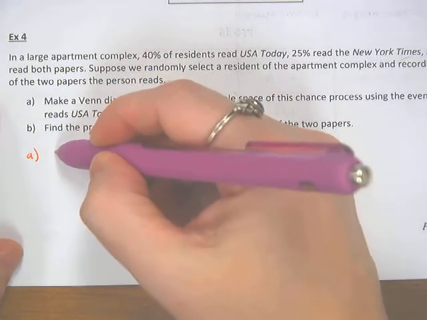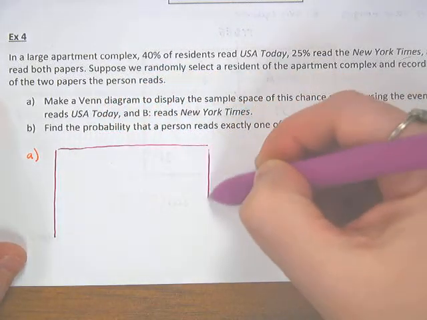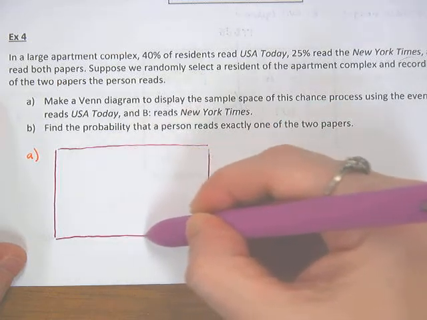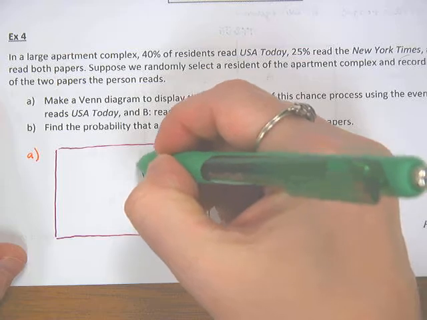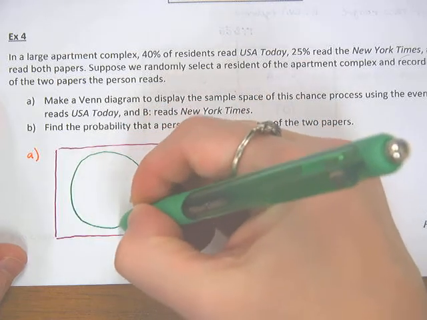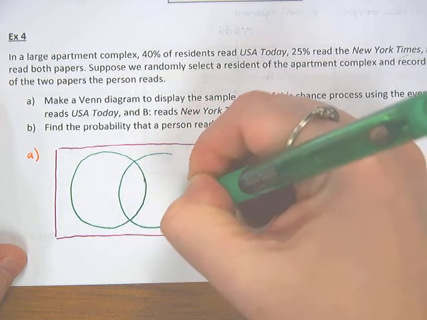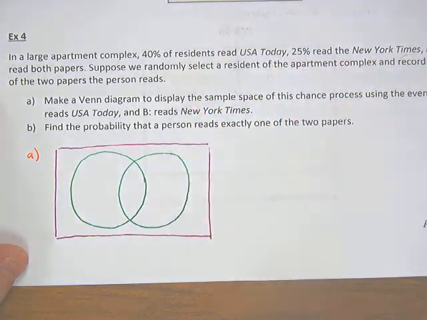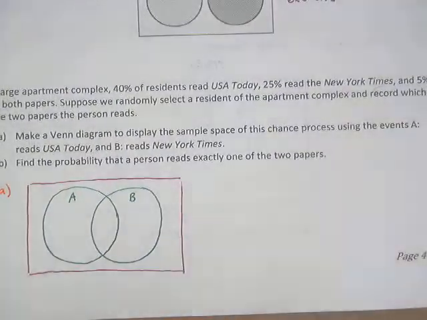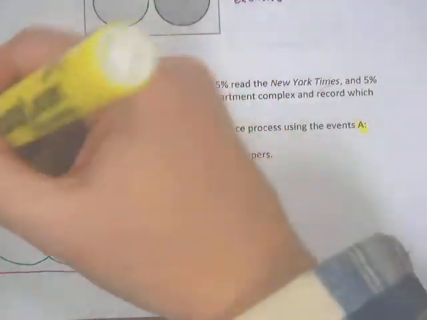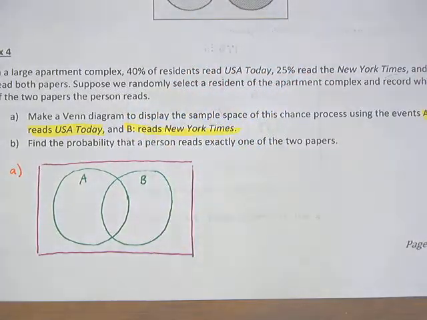So in part A, draw a rectangle. And the first time you draw these, they're not going to be beautiful, and that's okay. Get your two circles in there, and they're going to overlap, because these are not mutually exclusive events. Somebody can read both newspapers. Go ahead and label with A and B, and we don't have to write the definitions because it tells us right up here in the problem what A and B are, so we don't have to rewrite that.